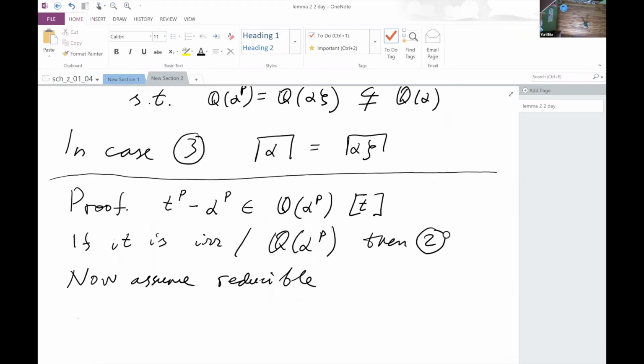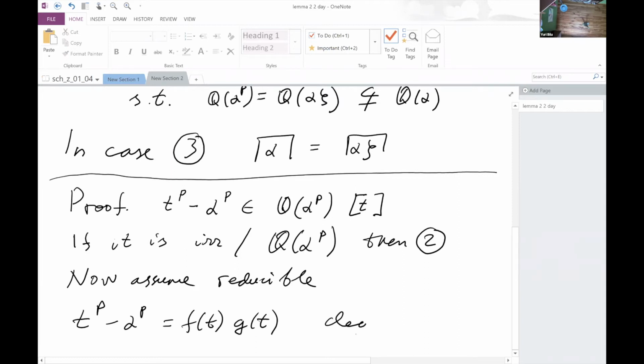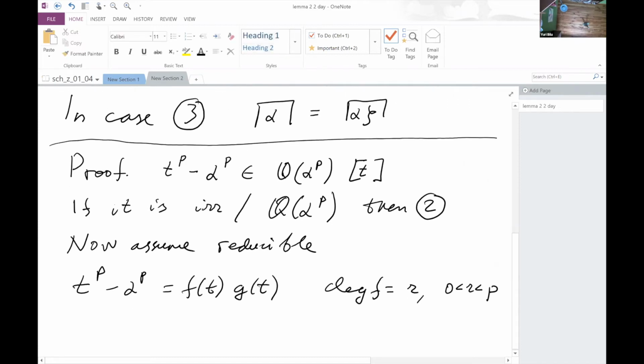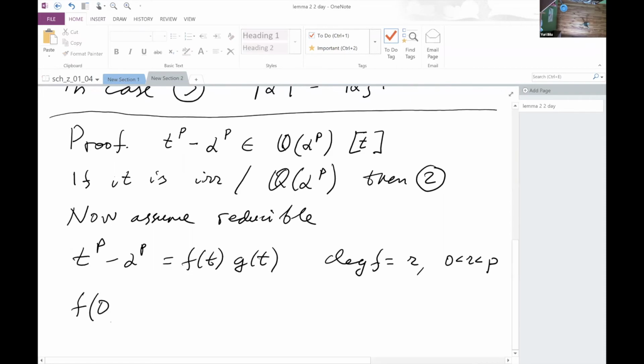And write it as a product, where, for instance, the degree of f is some number r between 0 and p. Then we take the free term of f, f of 0, which is the product of some roots of this polynomial. But all roots of this polynomial are alpha times some root of unity. So this will be simply alpha to the r times psi, where psi is a pth root of unity.